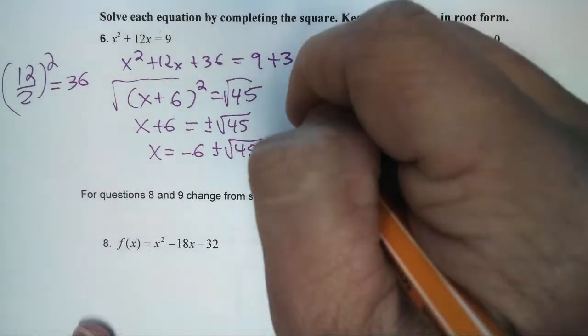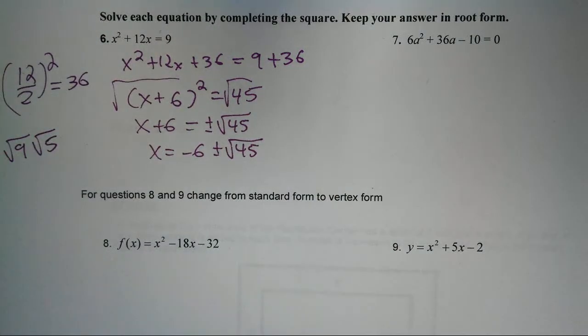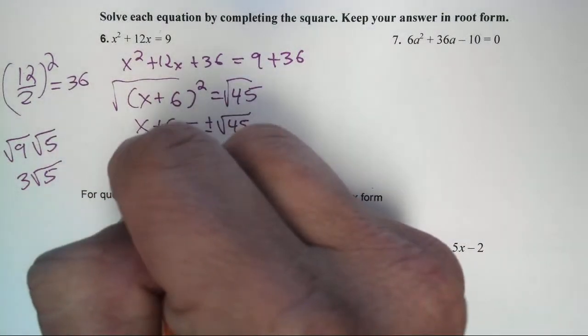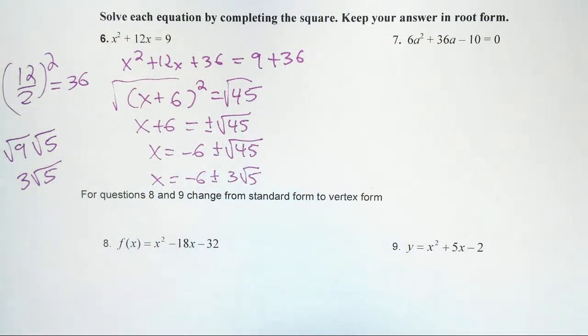I can make 45 into square root 9 times square root 5. The square root of 9 is 3, so it's 3 root 5. So the full final answer is -6 plus minus 3 root 5.